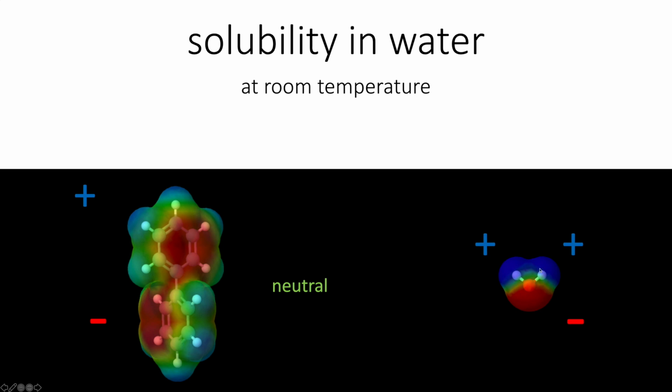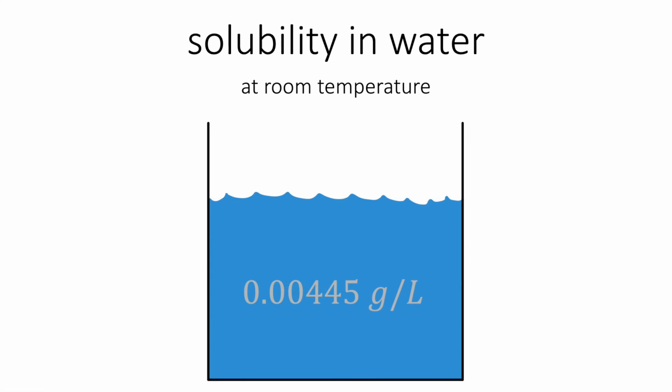So the water molecules will tend to be much more attracted to each other, their big charges on each other, than to these partial, slight, small charges on biphenyl. They'll be attracted ever so slightly, but not very much. And specifically, 0.00445 grams of biphenyl, a very small amount, will dissolve in 1 liter of water.